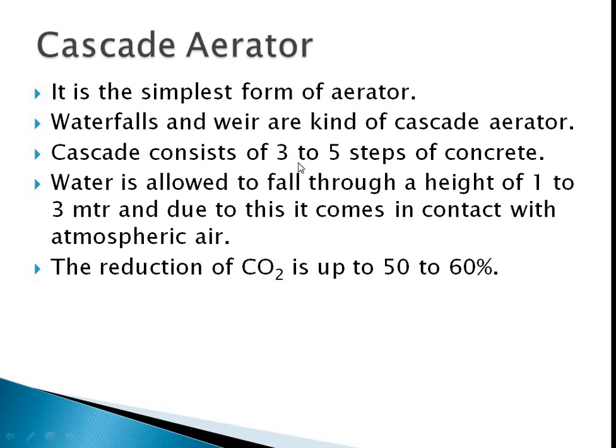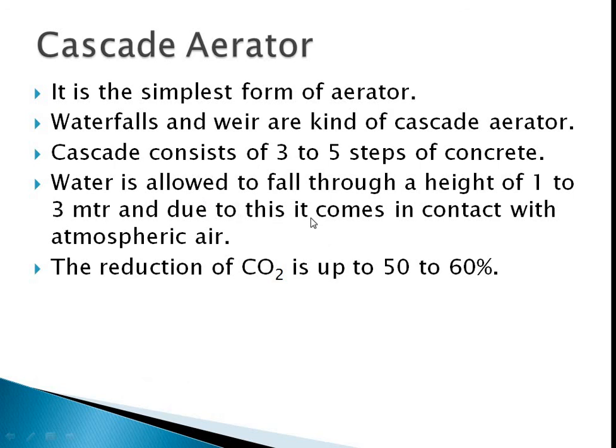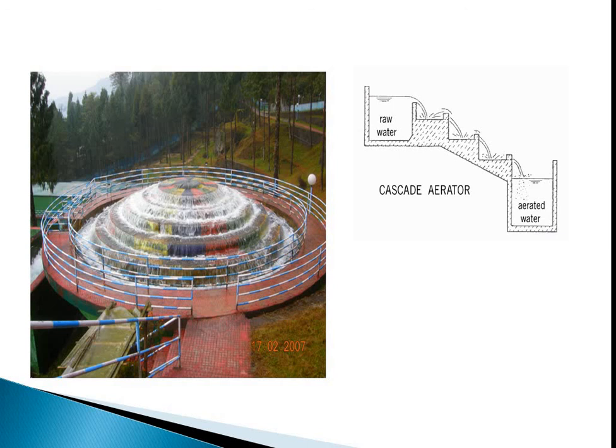Generally the cascades consist of 3 to 5 steps of concrete, and the water is allowed to fall through a total height of 1 to 3 meters from top to bottom. Due to this it comes in contact with the atmospheric air. The reduction of CO2 is up to 50 to 60%, and the atmospheric oxygen dissolves in the water, so the water gets aerated with the help of atmospheric air.